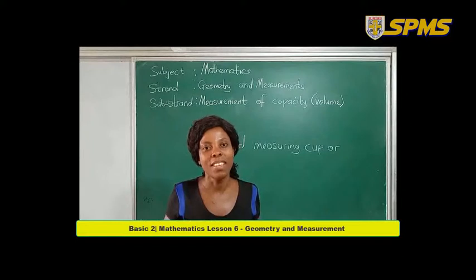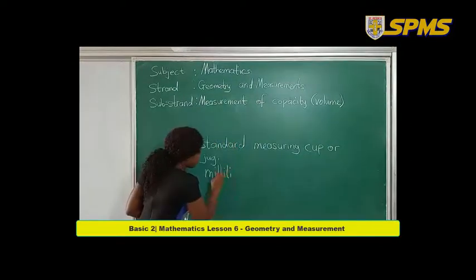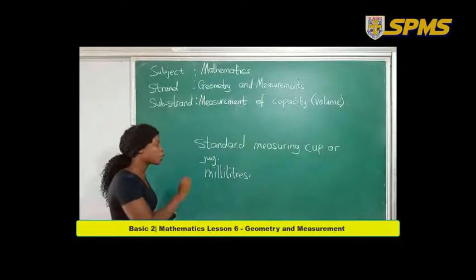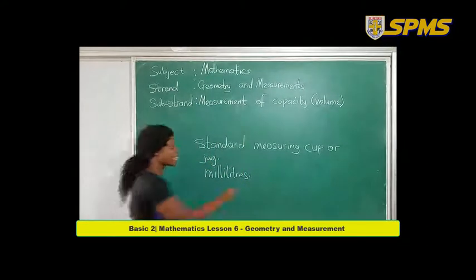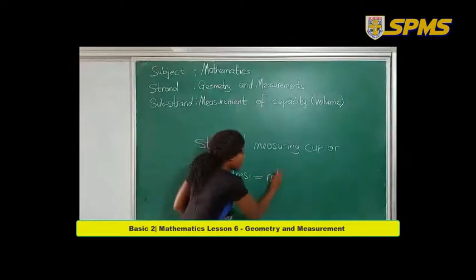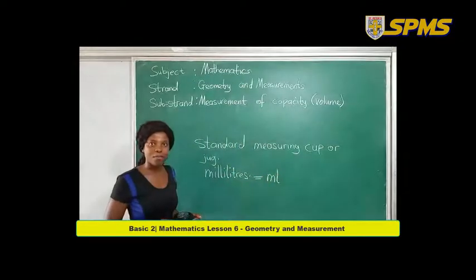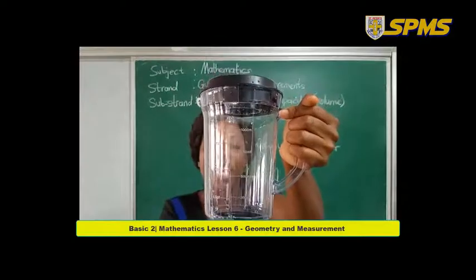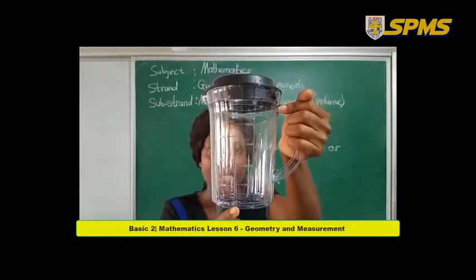Say it after me. Milliliters. And the short form for writing milliliters is ml. That is why the ml is written by the numbers.